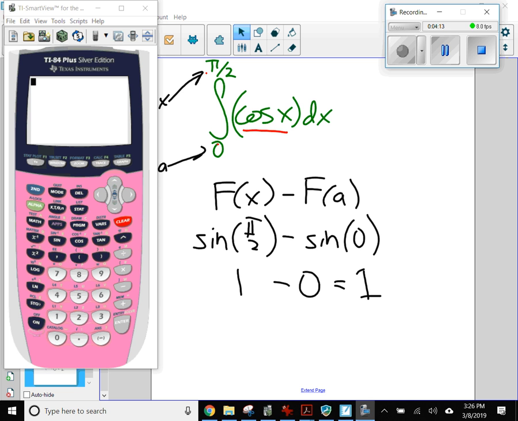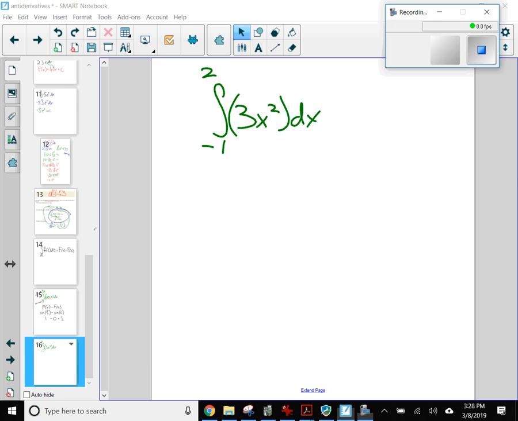Let's test it on our calculator, just to be sure. Alpha, F2, number 4. I want to go from 0 to pi over 2. And the function I want to use is cosine x dx. Enter. The answer is 1, just what we got. How about that? How about we try this one?